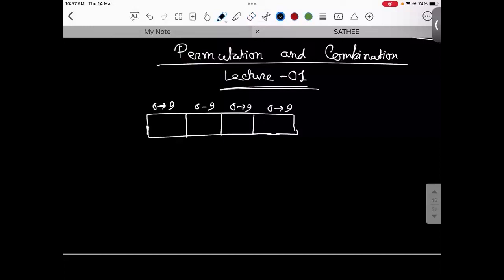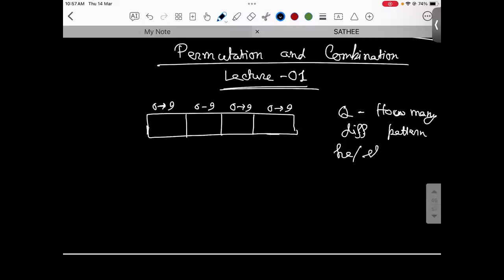Now the question is, suppose someone forgot this number lock that he or she had chosen. He or she must try to unlock this trolley by different patterns or different combinations of numbers. The question is, how many different patterns he or she needs to try to unlock this.